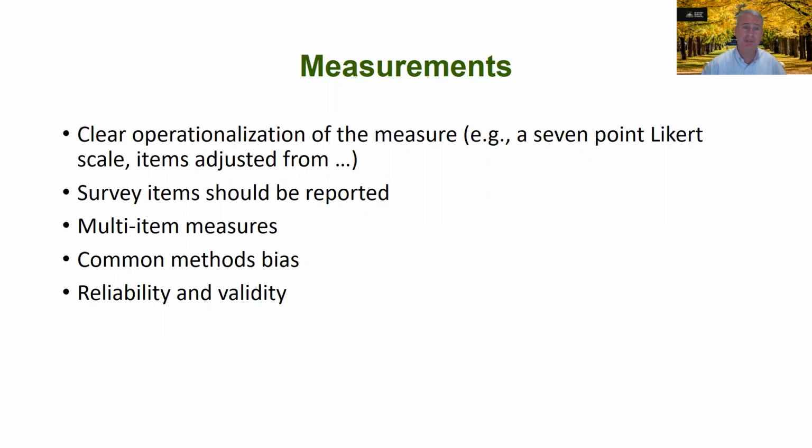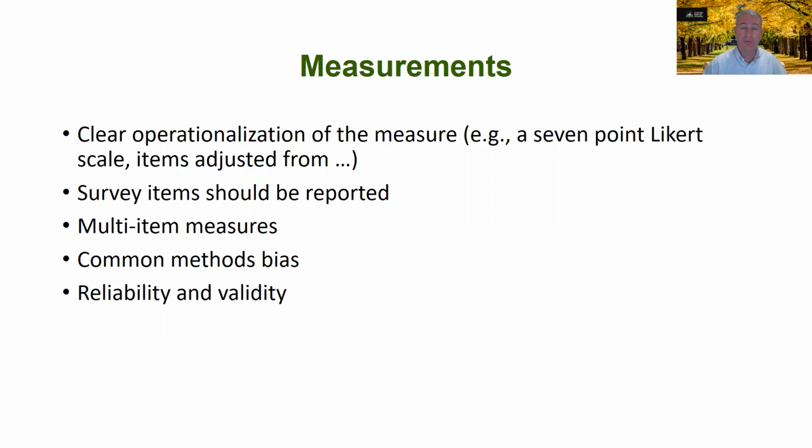The items of the survey should be reported at some stage during the paper. Make sure that you have multi-item measures for each construct. Usually, we don't want to have only one item to measure a construct. If you have only 2 items, you may need to justify this selection. Make sure that you don't have a common method bias, especially when independent and dependent variables are assessed by the same person.